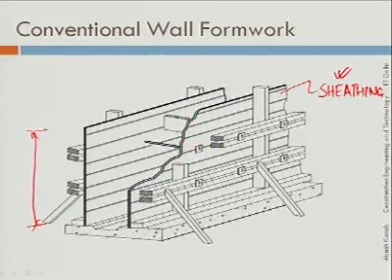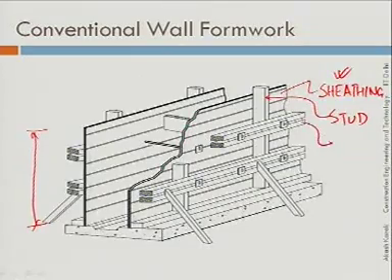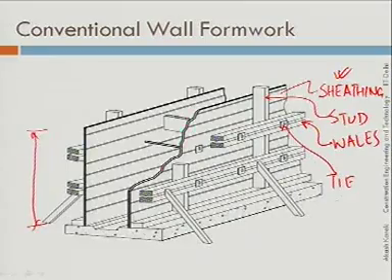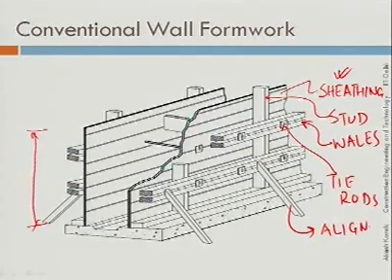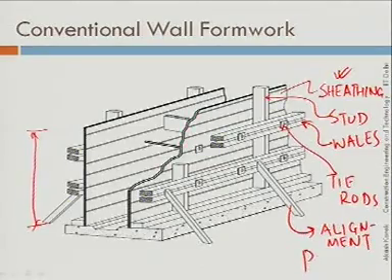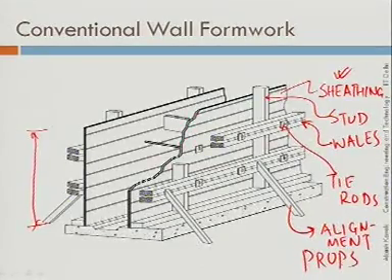Okay. So, this is your sheathing, this is your stud, these are wales, and then these are your tie rods, and these are your alignment props.